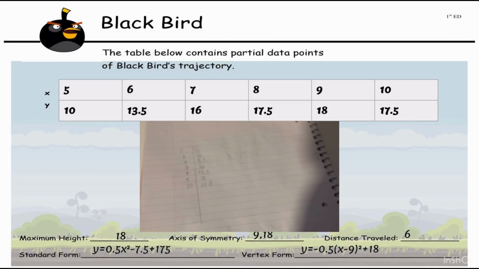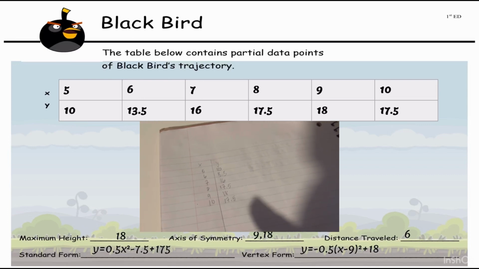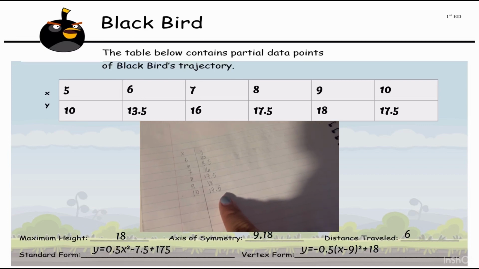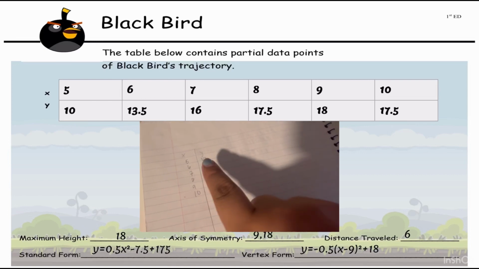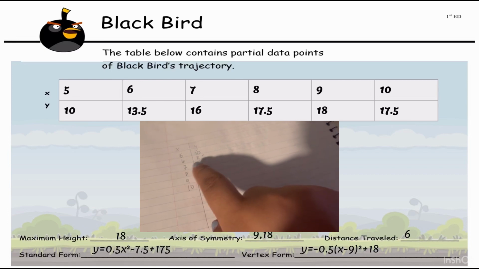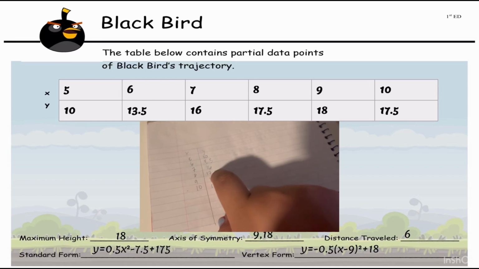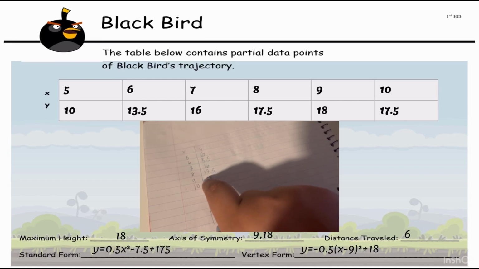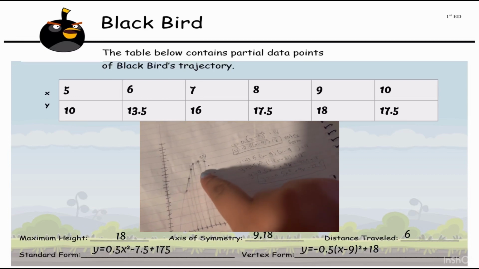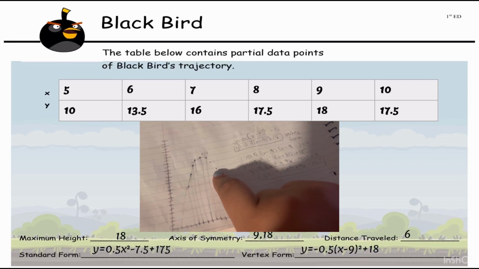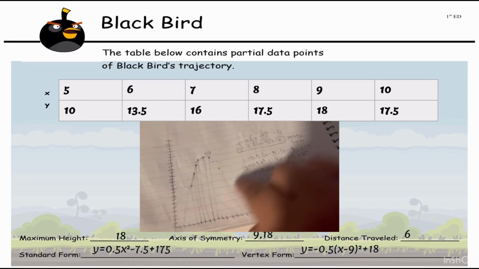So for the Blackbird, what I did was rewrite the table given to us. So the first point was (5, 10), and the second was (6, 13.5). The third one was (7, 16), (8, 17.5), and then (9, 18), and then (10, 17.5). And then what I did was I graphed them right here, and then I added some other extra points just to make sure which one was in the middle.